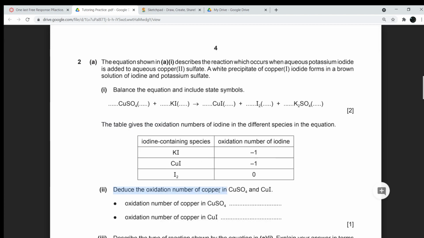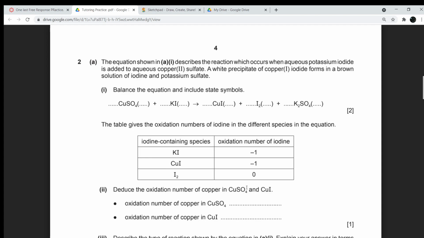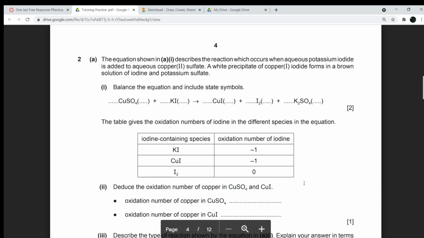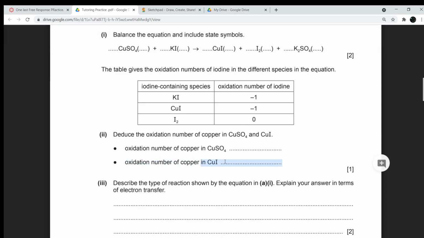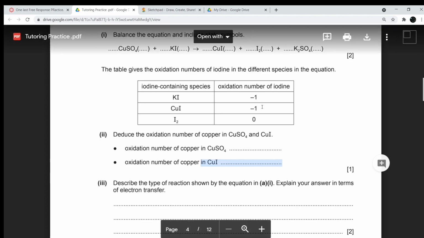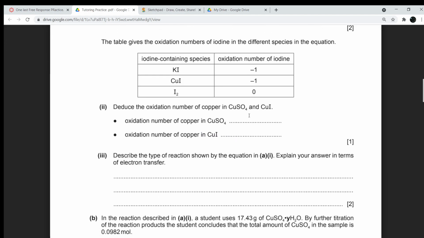Deduce the oxidation number of copper in CuSO4 and CuI. Okay. So copper in CuSO4, well, SO4 has a -2. Has to be bonded, so it's going to be a +2 for copper in CuSO4. Okay. Oxidation number for copper in CuI, well, I has a charge of -1. Therefore, Cu will have a charge of +1. Okay? So, +2, +1. Okay?